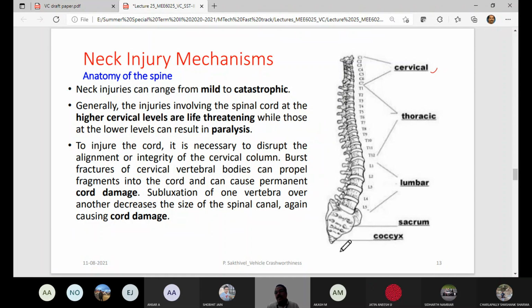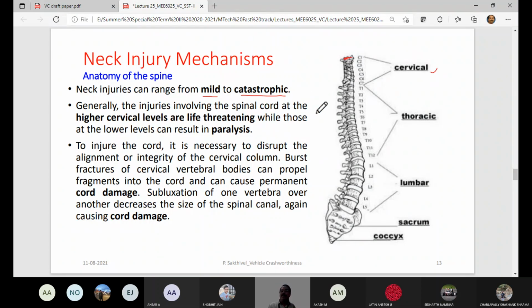And then at the end you see coccyx. So these are some of the anatomical naming of our spine. If we have understood that, now these statements could be easily followed. So neck injuries can vary from mild injury to catastrophic. If this gets detached from your cerebrum or from your atlas, that is from your head, that's all over. That is fatality. So that is what is catastrophic.